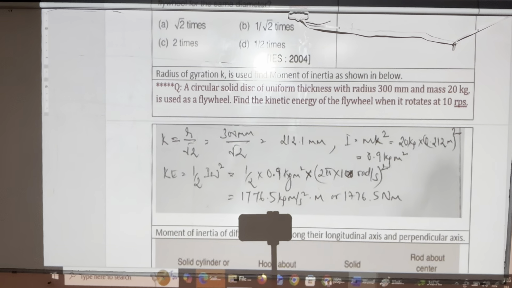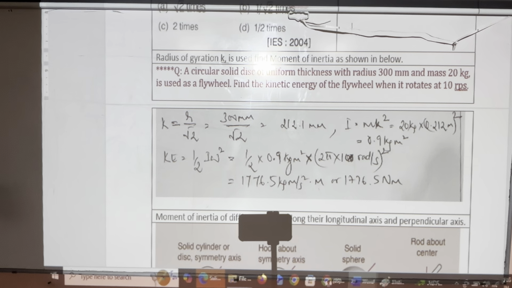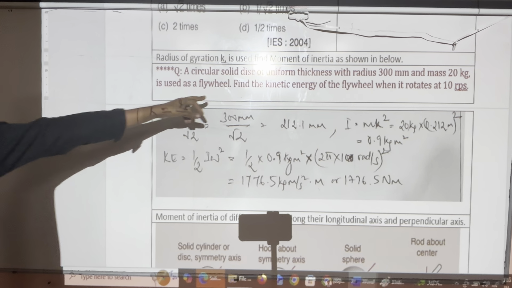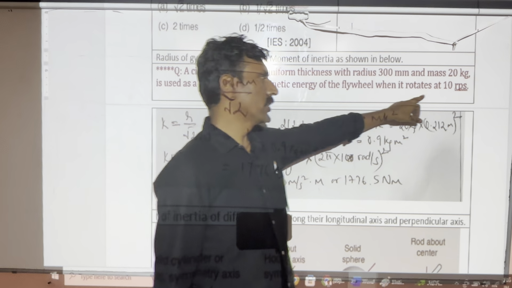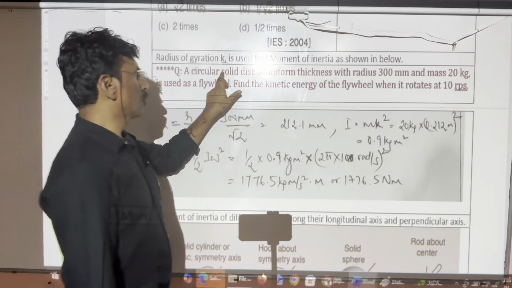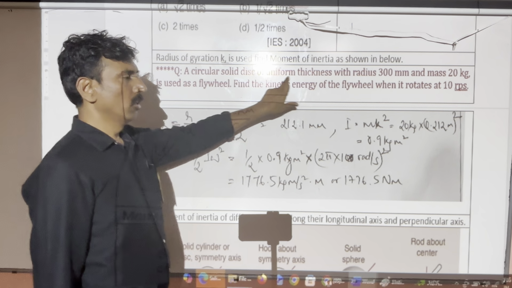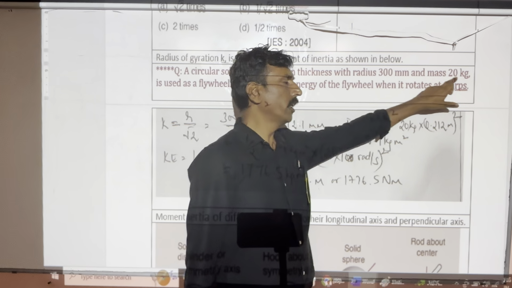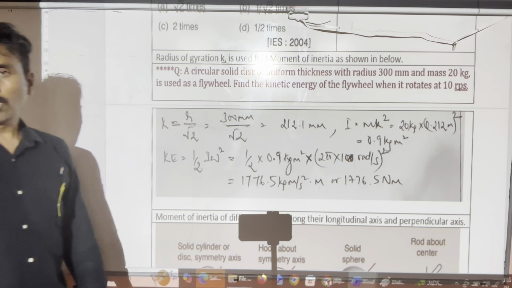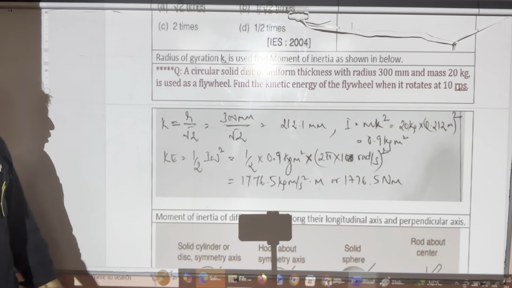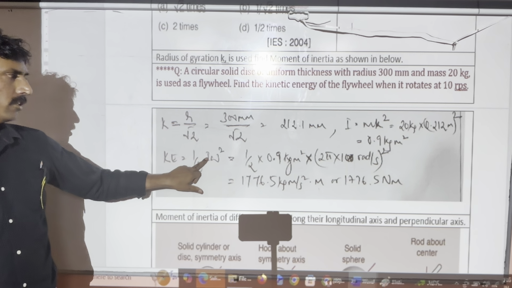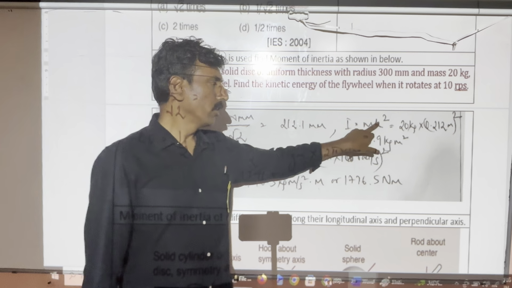Guys, you can see here, this radius of gyration k can be used to find the energy stored in the flywheel. Find the kinetic energy of a flywheel when it rotates at 10 rps. Now what is the flywheel size? The flywheel is a solid circular disc flywheel which has a radius of 300 mm and its mass is 20 kg. So what is the energy stored in it? To find the kinetic energy stored in it, the kinetic energy formula is what? K is equal to half I omega square. What is I? I is nothing but m k square.